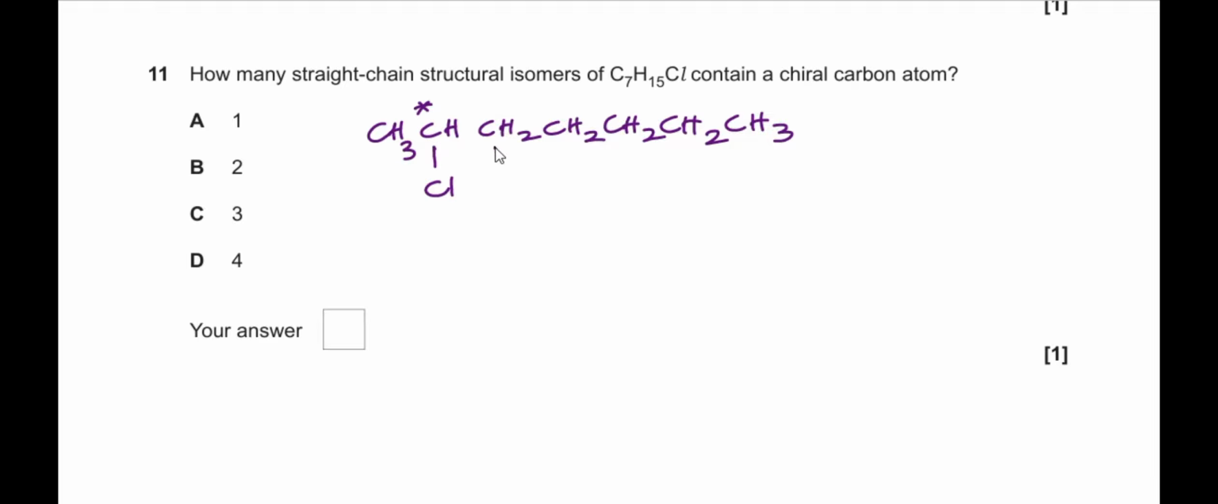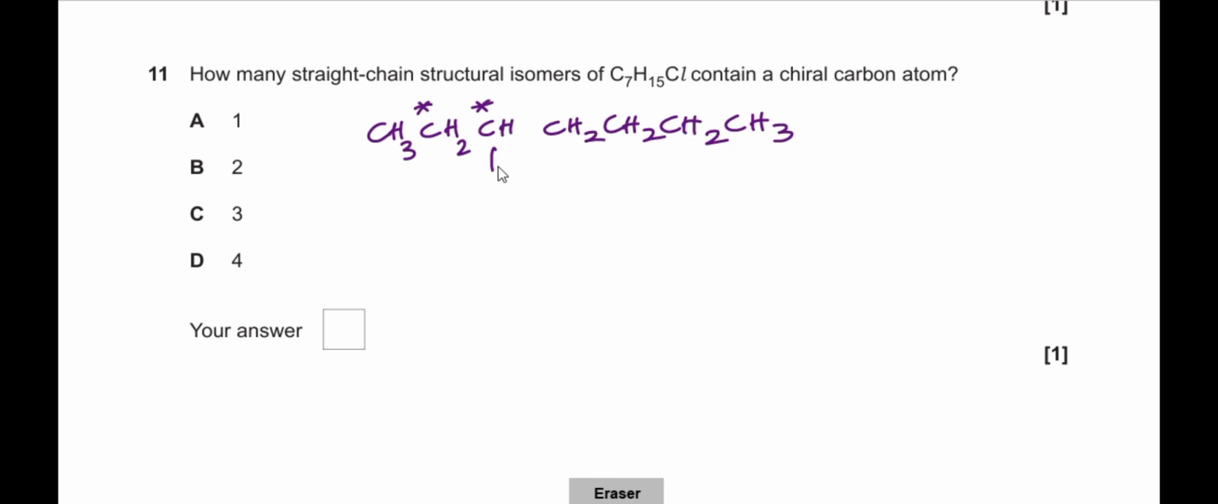Now let's try and attach the chlorine atom here to the third carbon atom and see what happens. So here this is CH2 and this is CH1. And now looking at this carbon atom also, it's similar. It has only one hydrogen atom, one chlorine atom, one ethyl group and one butyl group attached, and therefore this is also a chiral center.